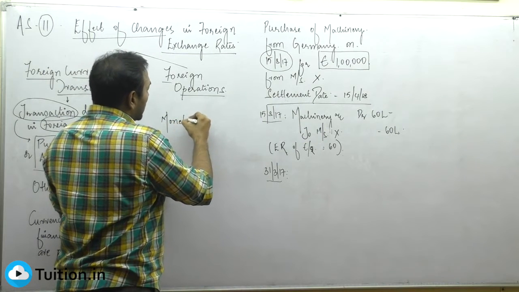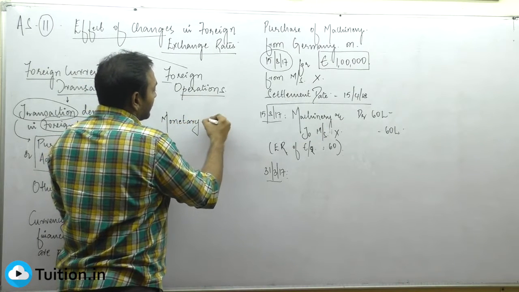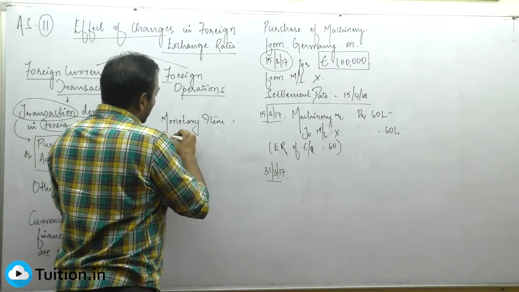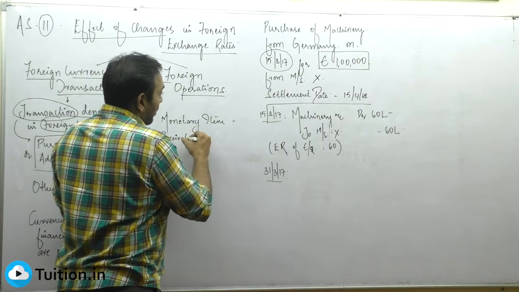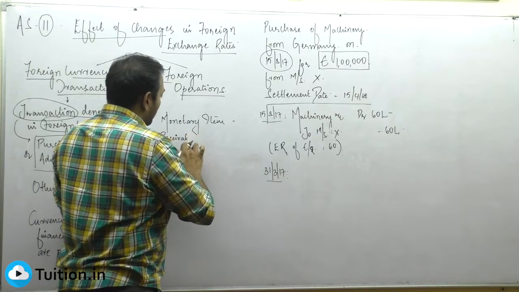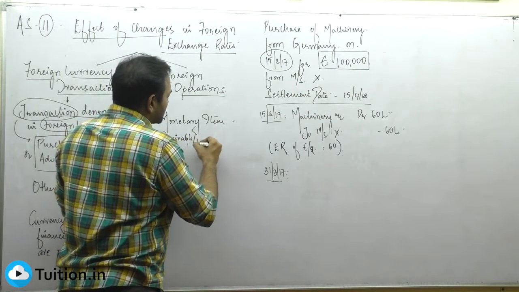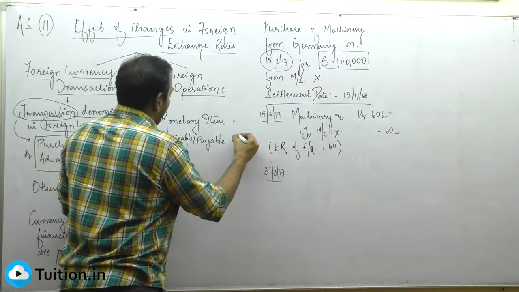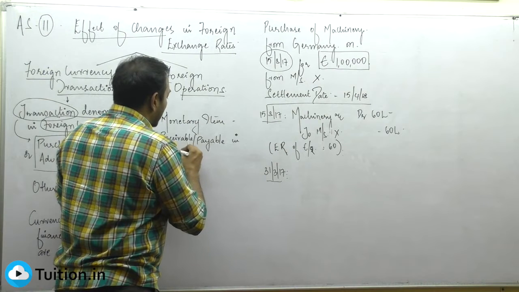If I talk about a monetary item, in simple sense, a monetary item is either receivable or payable in a fixed sum of money.